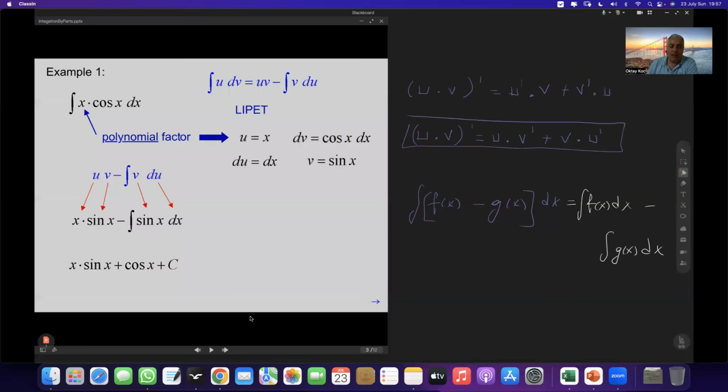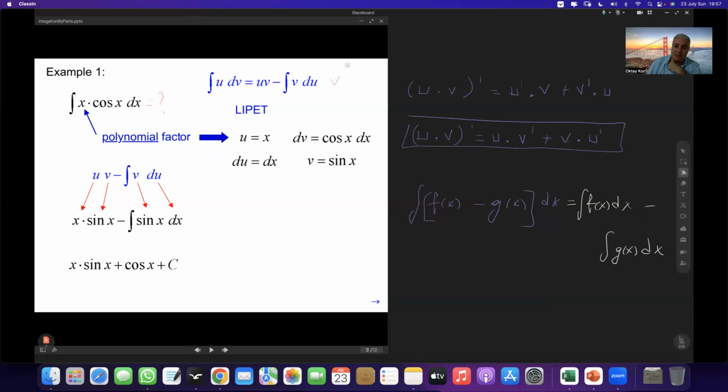Now, if you look at the first example, the question is the integral of x times cosine of x dx. We do not know how to solve it by using the regular properties, rules, or formulas we have. So for that reason, we may think of integration by parts.